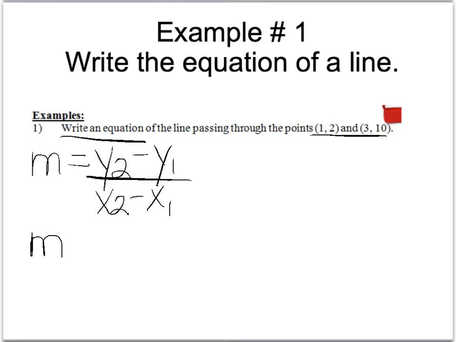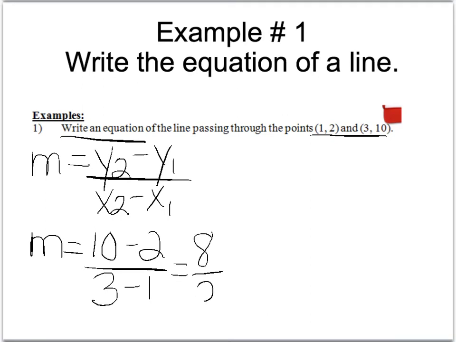And so we start by saying, okay, 10 minus 2, both my y-coordinates, all over 3 minus 1, which are both my x-coordinates. That gives me 8 over 2, which simplifies to a positive 4. So our slope is m equals 4.